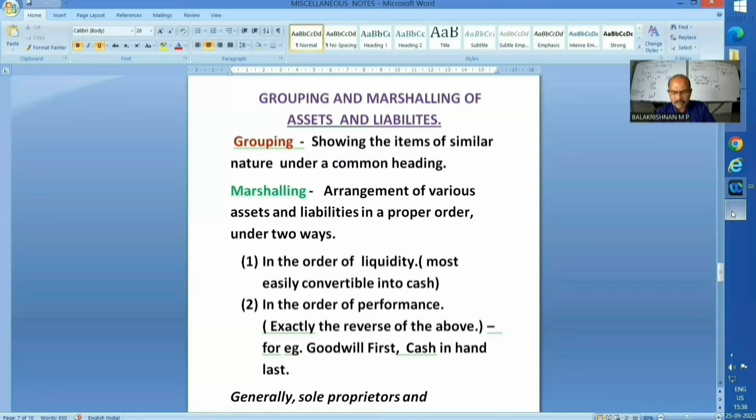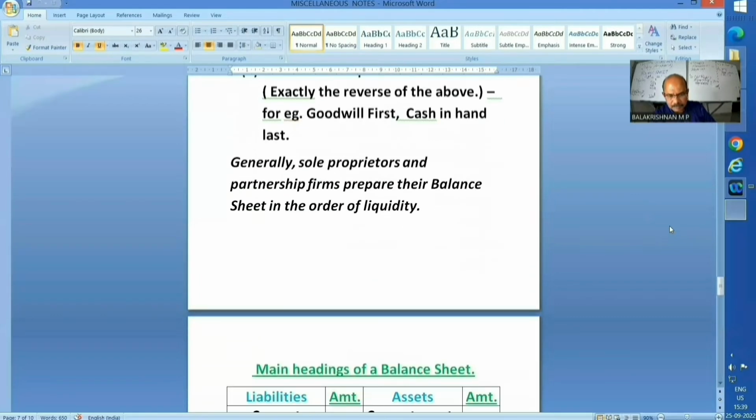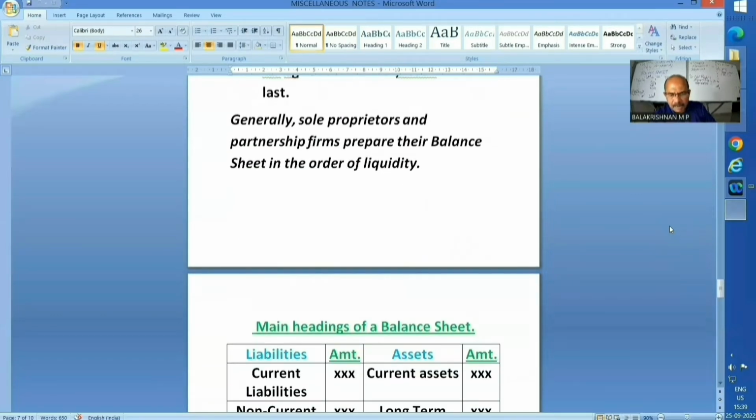For example, goodwill is very difficult to convert into cash, so in the order of liquidity it is the first one. And cash in hand, of course the most liquid one, will be the last one under the second method, whereas cash in hand will be the first one in the first method. Now, generally, sole proprietors and partnership firms prepare their balance sheet in the order of liquidity. That's what I told you. For your syllabus, that is based on proprietorship balance sheet, you need to be thorough only with the first one.